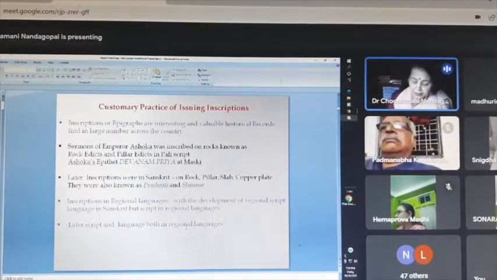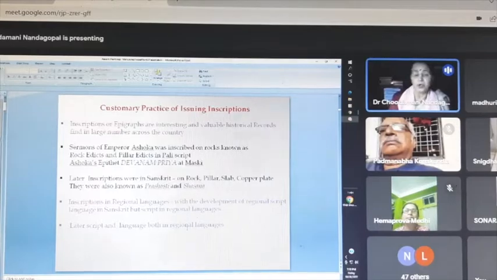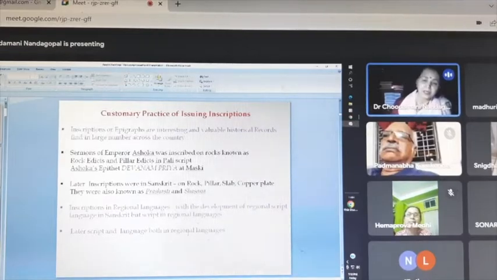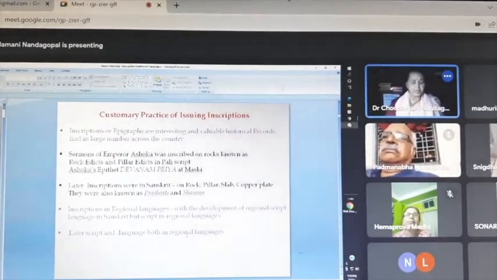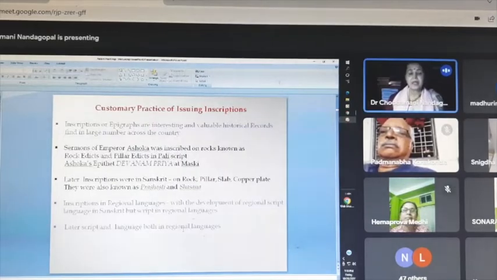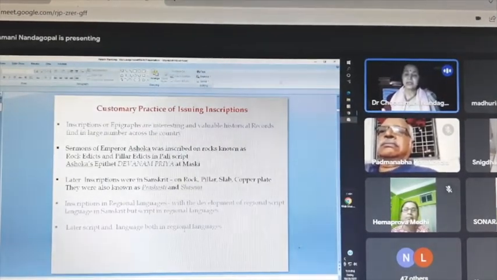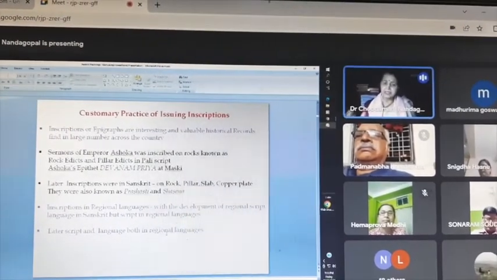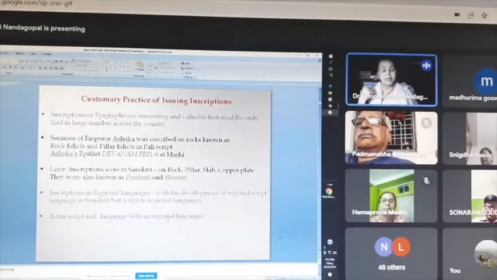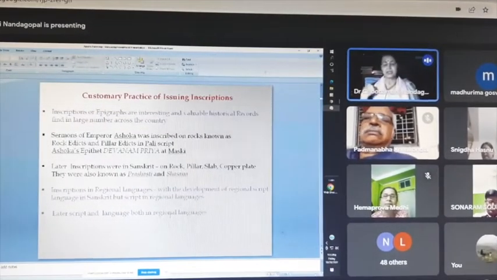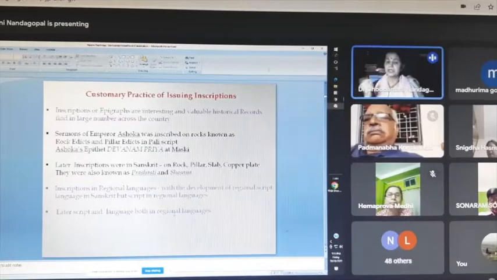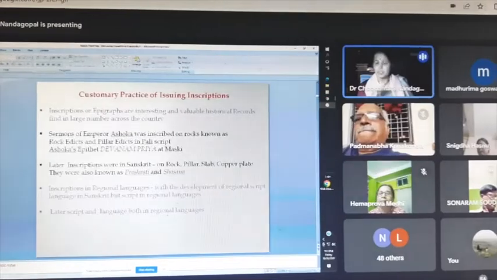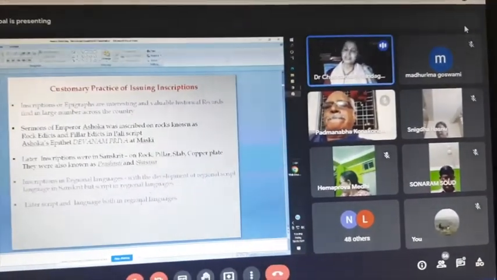And there are many more Shasanas and Prashastis we find, which are the historical records for studying the entire history, art and culture. So the inscriptions, then regional languages began to develop in India. So you find the regional language inscriptions. You find Assamese language inscription or Kannada language or Tamil language. In the beginning the script was Sanskrit, but the language was regional.